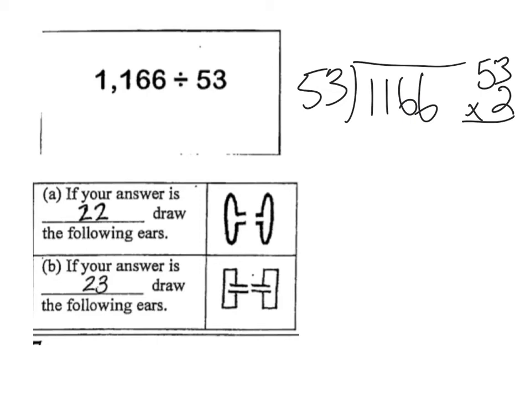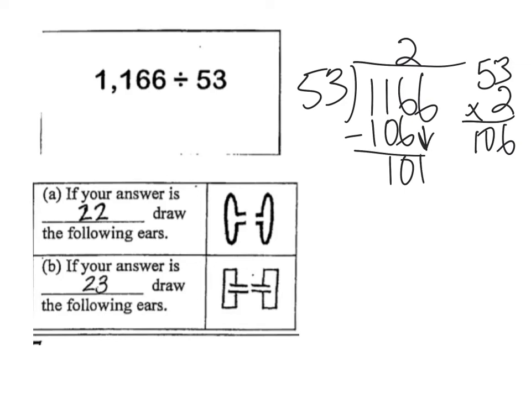Double 50 is 100. Double 3 is 6. So if I try it here, it looks like it's going to be 106. And that's what I want. It goes in 106 times. It's close to 116. And so I'm going to go through my steps. I'm going to subtract. Looks like I get 10 left over there. I'm going to compare. I'm still good.